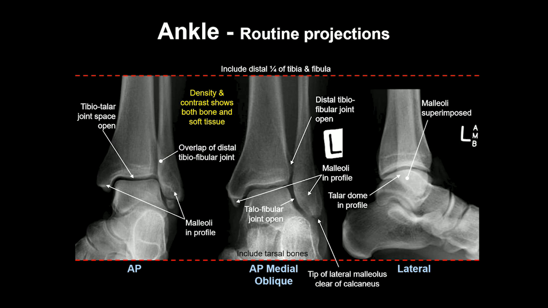Then on the oblique view or the mortise view, the talofibular joint space should now be nice and open, and the malleoli should be in profile, and the tip of the lateral malleolus should be clear of the calcaneus. On the lateral view, the malleoli will be superimposed, and it's important that you see the talar dome in profile. And then on the lateral view of the ankle, you should always include the base of the fifth metatarsal.